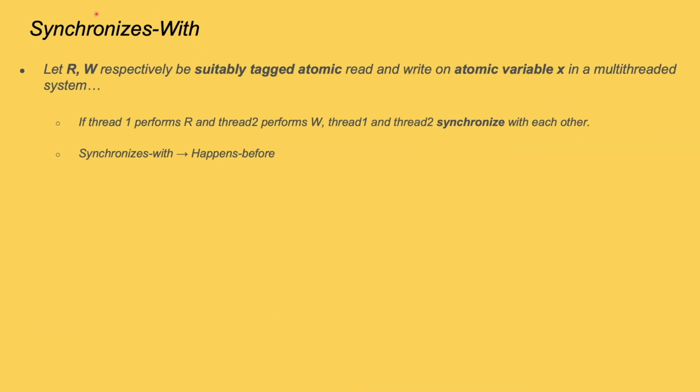One last relationship that we want to define is called synchronizes with. Synchronizes with is defined formally on suitably tagged atomic read and write operations on one atomic variable x. For now, let's forget about suitably tagged. Basically, synchronizes with means if you perform a read and write on variable x, this read and write, or load and store, are in a synchronizes with relationship with each other. That's the first thing that synchronizes with defines. The other thing that you need to know is that synchronizes with implies happens before. And that is the very powerful thing that an atomic variable is providing.